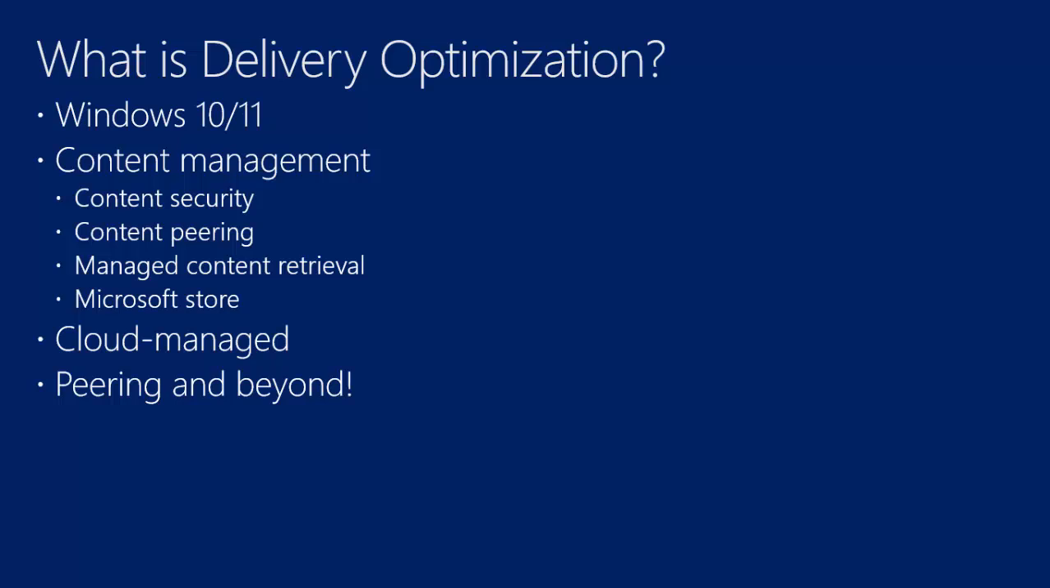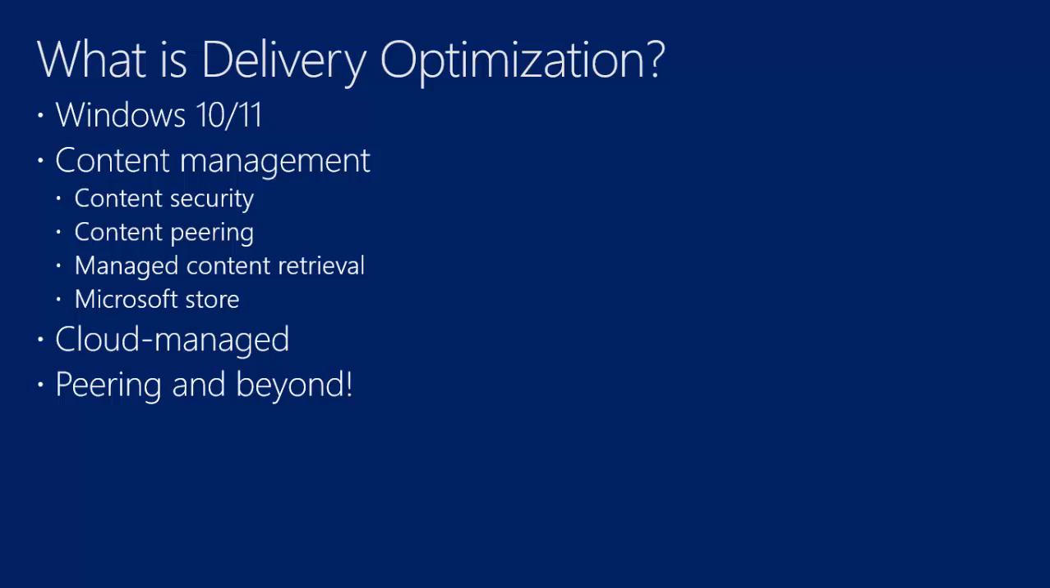So certainly content peering is a part of it, a peer-to-peer distribution technology that will help you preserve bandwidth for those content types that are supported, like software updates, which are huge, and others. We'll talk about that more. Managed content retrieval: it's not just a peering technology, but we manage how and where the content is retrieved. You can read in our docs that delivery optimization is a cloud service. It is. It's driven from the cloud. And what does that exactly mean? Why is it a cloud service?